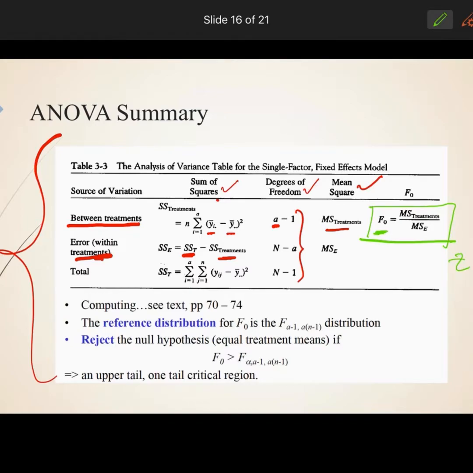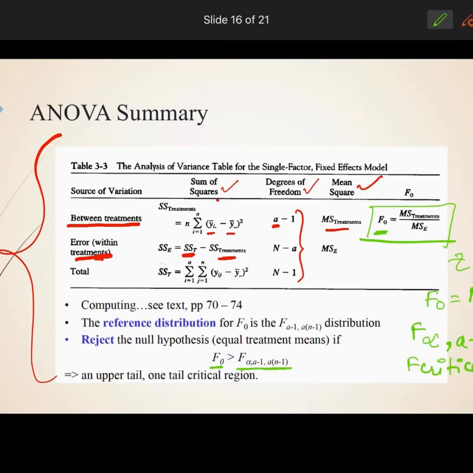So this will be your calculated F statistic. Then based on our significance level that we set initially, and our degrees of freedom, you will get the F critical value from the F distribution table. And if our F calculated is greater than our F critical value, that means our values are so extreme that they would never occur if our null hypothesis is true. So we reject our null hypothesis.